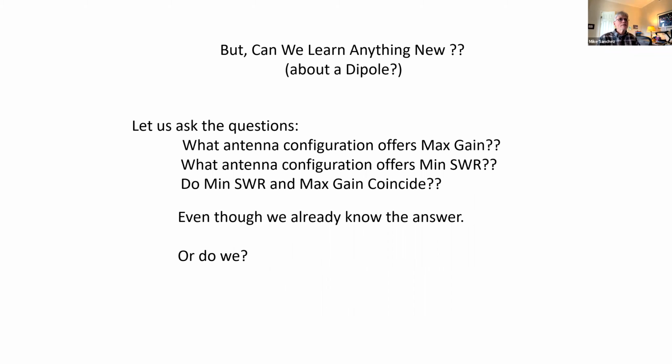And what antenna configuration offers the minimum SWR? We know that's an inverted V, but what kind of inverted V? And where's the maximum gain when it's a minimum SWR? So there's a bunch of questions we can ask just about a dipole, even though, at least when I got started, I thought I knew the answer.